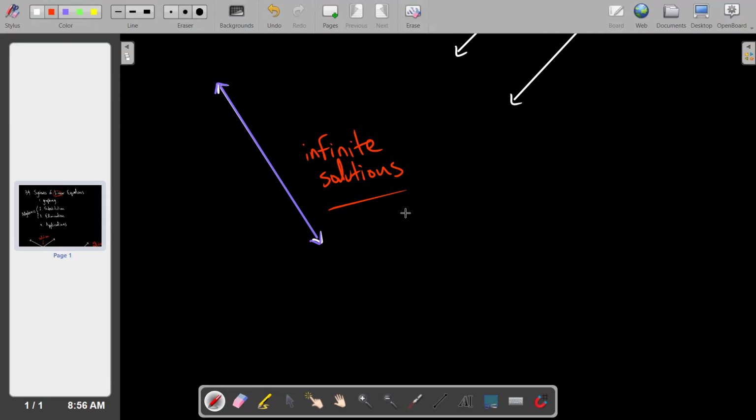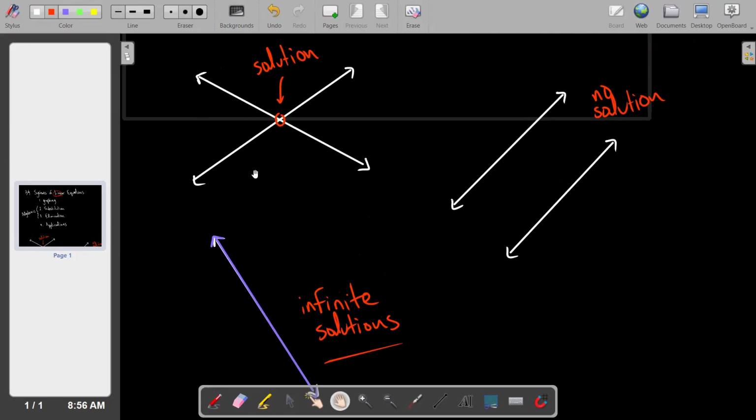Full disclosure, quite honestly, the vast majority of the systems that we work with are going to be from the first group. Lines that just cross. And that's what we're going to be spending the bulk of our time doing, is finding that magic point. Where do the lines cross each other? So when we leave graphing today or tomorrow, it won't take long at all. This is a really easy little section.